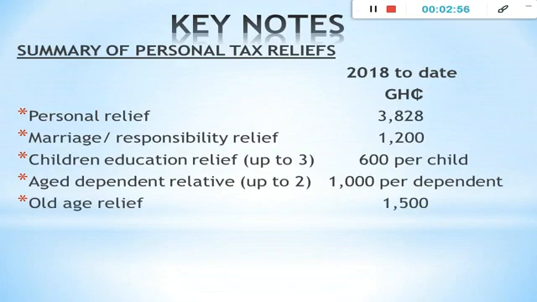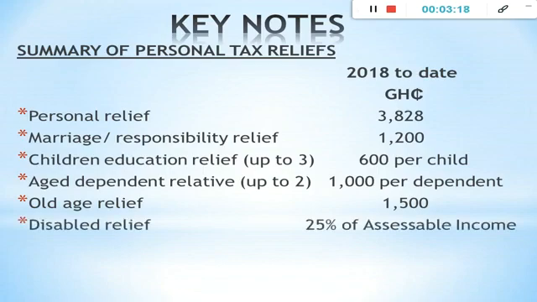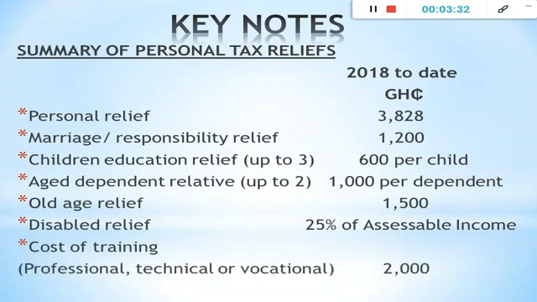Then we have the old age relief. We could have people who are on pension or who are 60 years plus, and therefore they have been contracted to engage in some employment. In their case of calculating their employment income, we need to lessen their tax burden by the old age relief, which is an amount of 1,500. We have the disability relief, which is a percentage, 25% of the assessable income. We'll explain assessable income very soon. Then we have the cost of training. Cost of training here is in respect of professional, technical or vocational training, and the amount for that is 2,000.